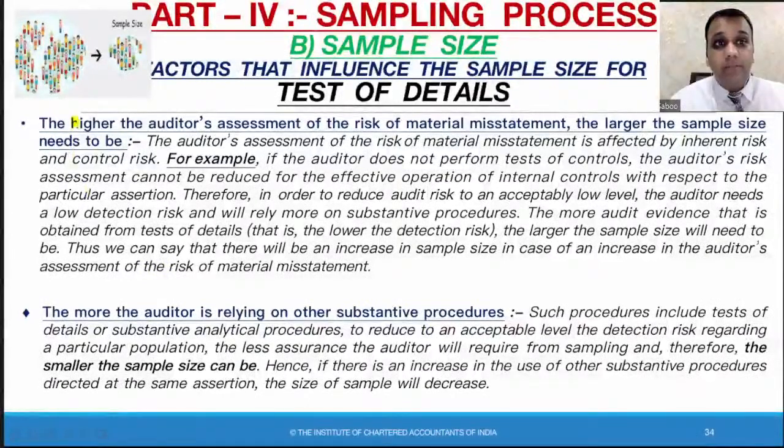The higher the auditor's assessment of the risk of material misstatement, the larger the sample size needs to be. Put yourself into the shoes of the auditor. He has been given an assignment to give his opinion about the true and fair view. As an auditor, I have carried out my tests and I feel that the risk of material misstatement is high. I have carried out my risk assessment procedures and I found that the risk of material misstatement is high. I'll go for good checking. Obviously, I will draw a bigger sample.